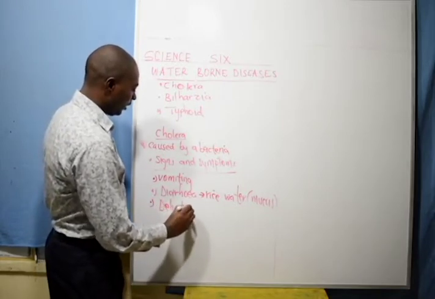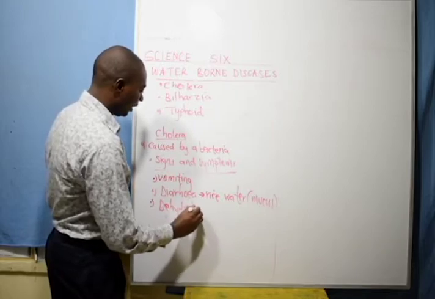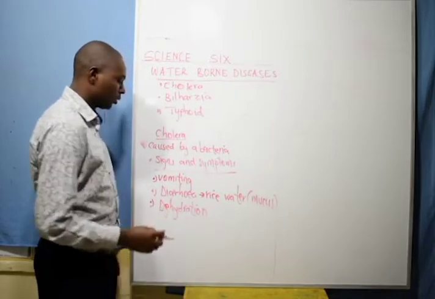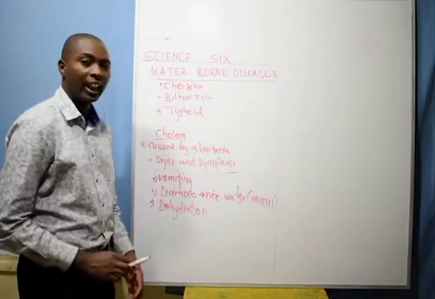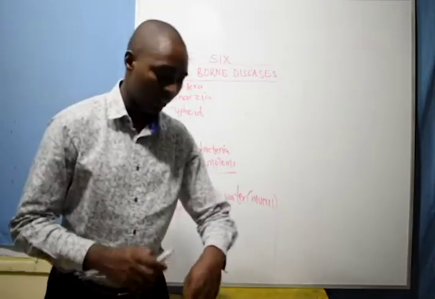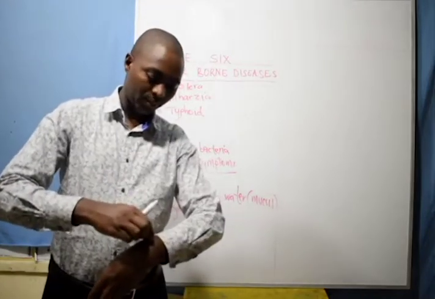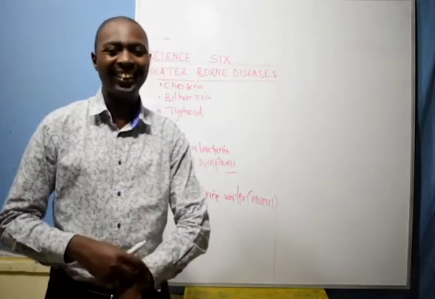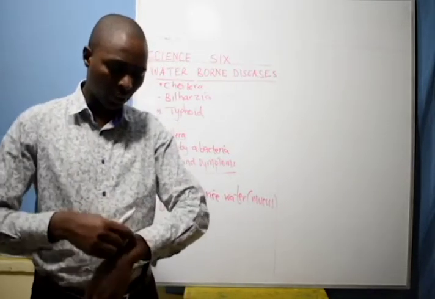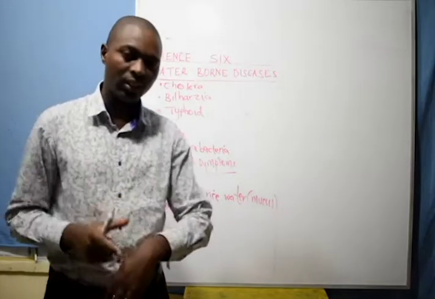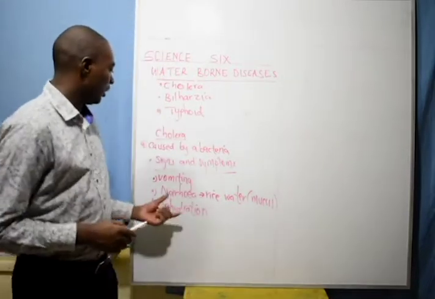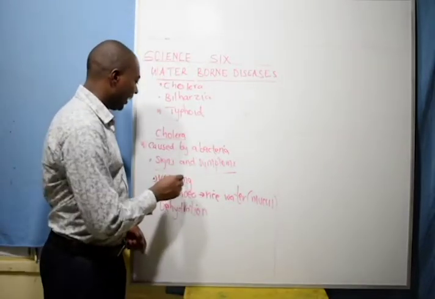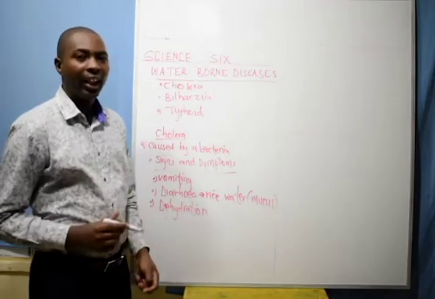Dehydration is loss of water in the body. It can also cause acute dehydration, that is severe loss of water. If you pull your skin this way, it gets back to its position because in your skin there is enough water. But the moment you lose a lot of water and pull the skin, it cannot get back easily. Therefore, when these people vomit and have diarrhea, it can lead to dehydration.